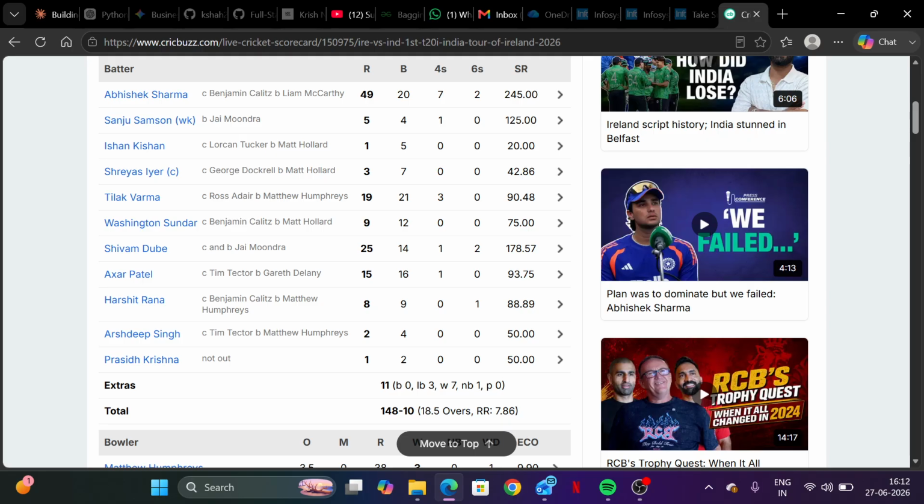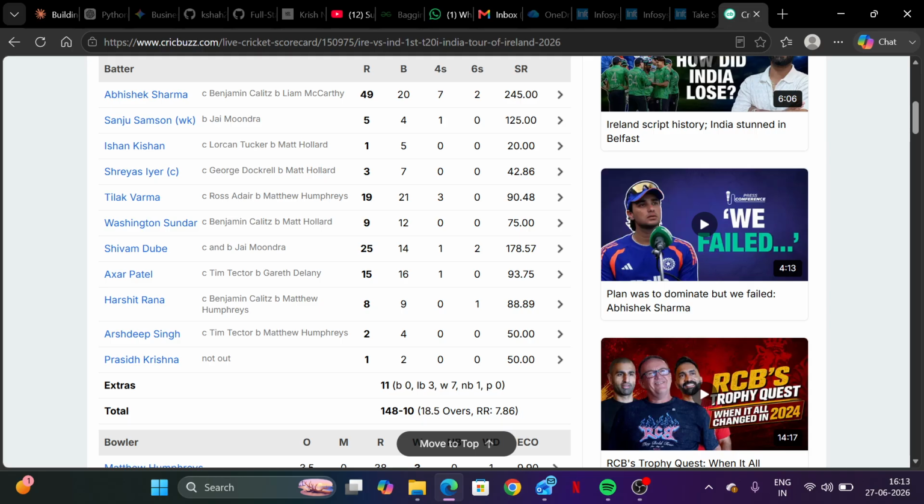Then Axar Patel also scored 15 runs off 16 balls. Like Axar Patel also, his batting performance is going down day by day. You can also see that in the IPL. He is struggling very much against the pace bowlers, and his batting is probably suitable for Asian conditions. Next year's World Cup, which is the ODI World Cup, is in South Africa, so you also need a quick decision about Axar Patel.